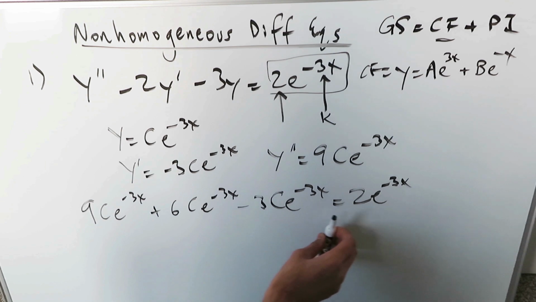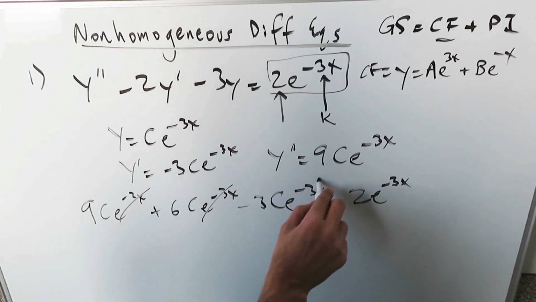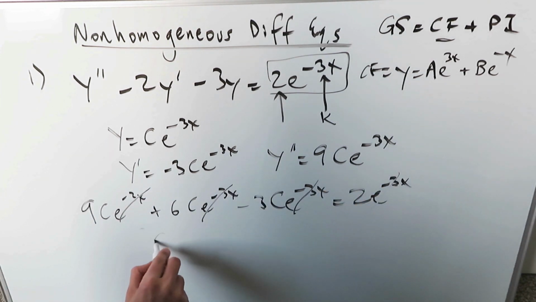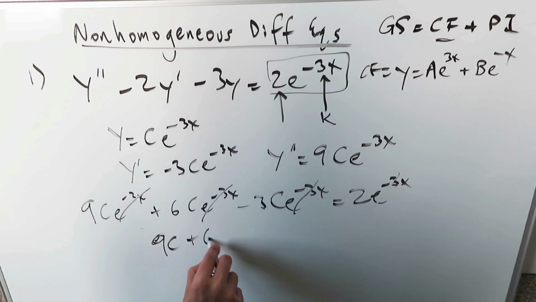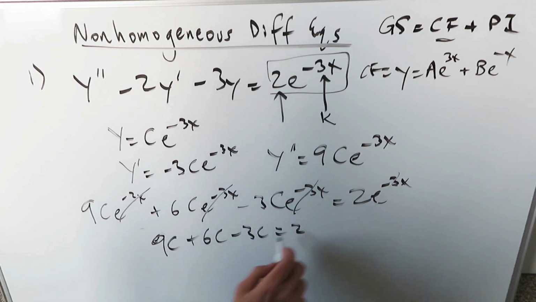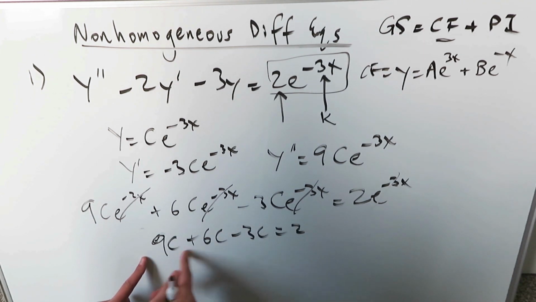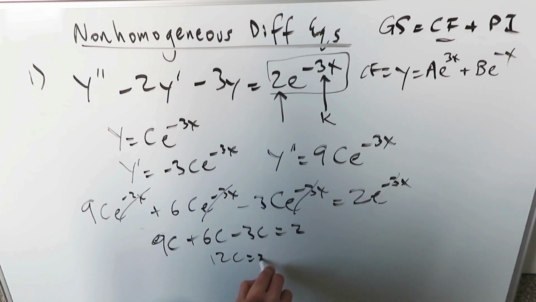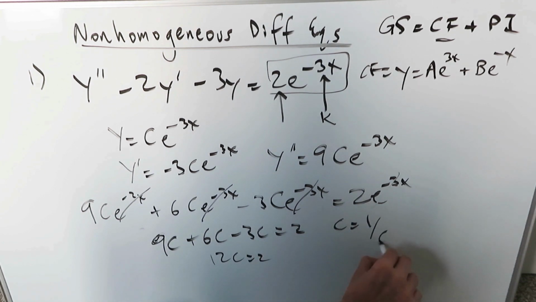If you divide everything by the exponential, it all goes away. What you really have left is 9c plus 6c minus 3c is equal to 2. 9 plus 6 minus 3 is 15 minus 3, which is a 12. 12c is equal to 2. C is equal to 1 over 6.